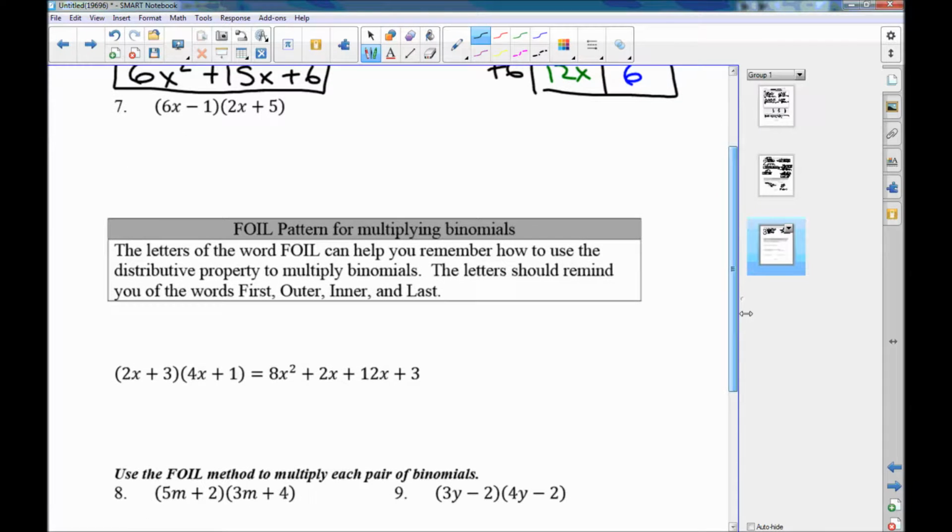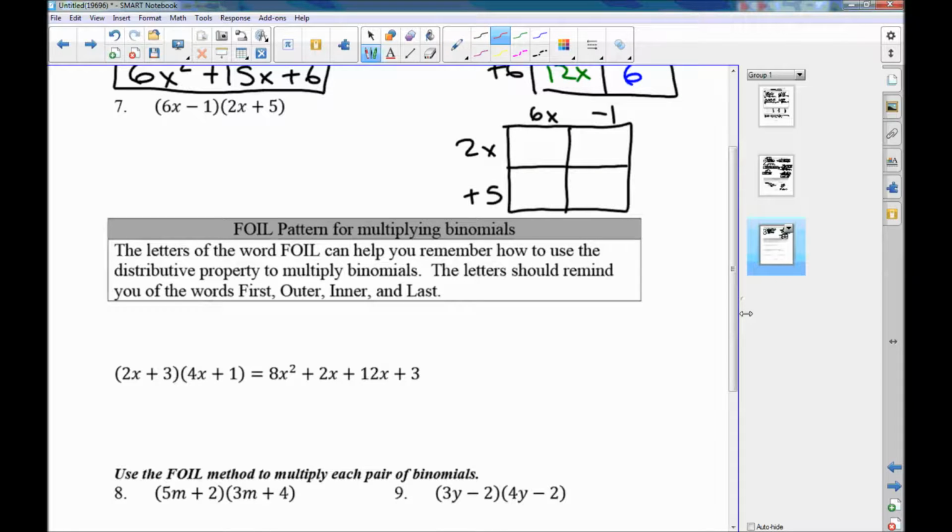Okay. Number 7. Here's our box. We're doing 2 by 2 because it's a binomial times another binomial. So 6x minus 1, 2x plus 5. Okay. First one is 12x squared. That's 2x times 6x. And then we get 2x times minus 1, which is minus 2x. And then 5 times 6x, which is 30x. And lastly, 5 times minus 1 for minus 5.